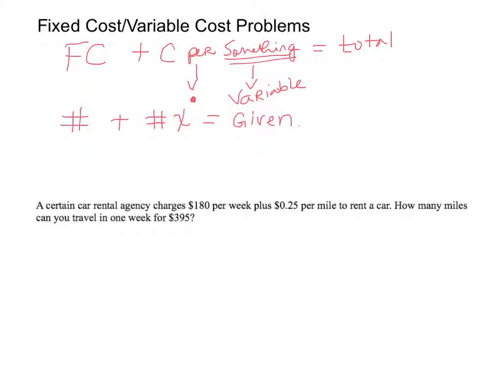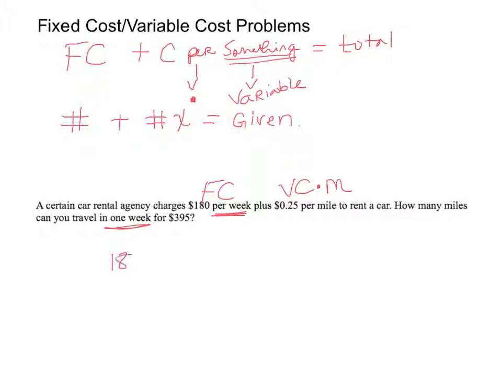So let's look at the problem that we have. A certain car rental agency charges $180 per week plus 25 cents per mile to rent a car. How many miles can you travel in 1 week for $395? So basically, since we're only dealing with 1 week and this 180 is per week, then this 180 is the fixed cost. The variable cost is 25 cents and it's per mile. So we might say 25 cents times M for mile. And that's going to equal the total we can spend, $395.